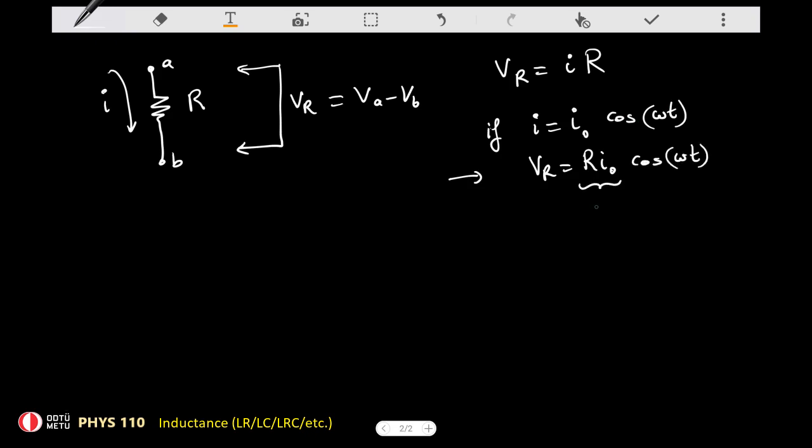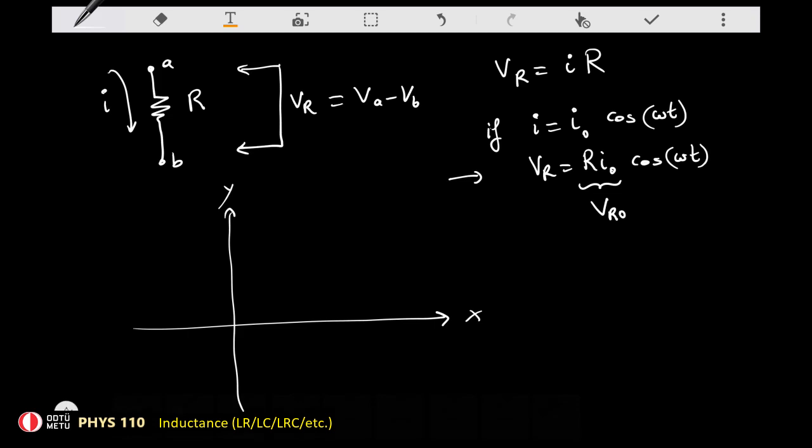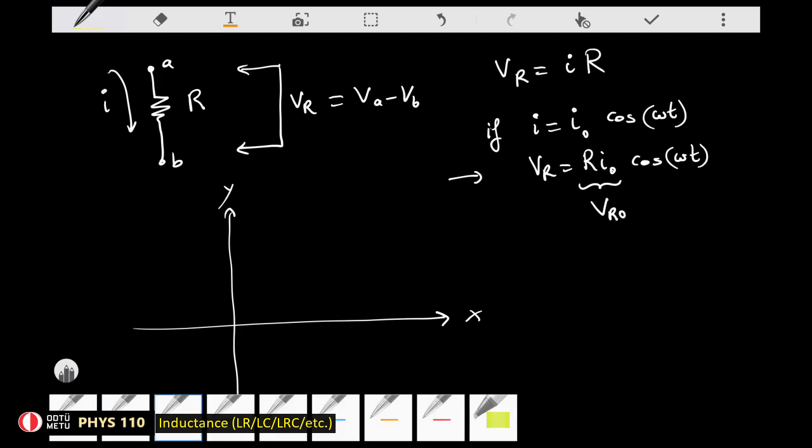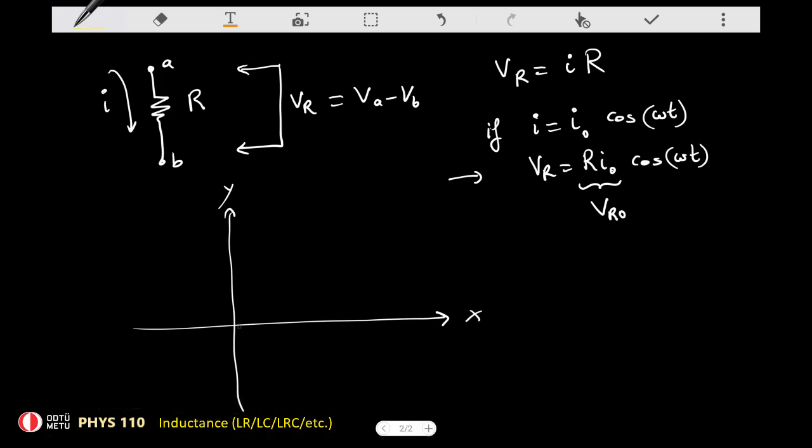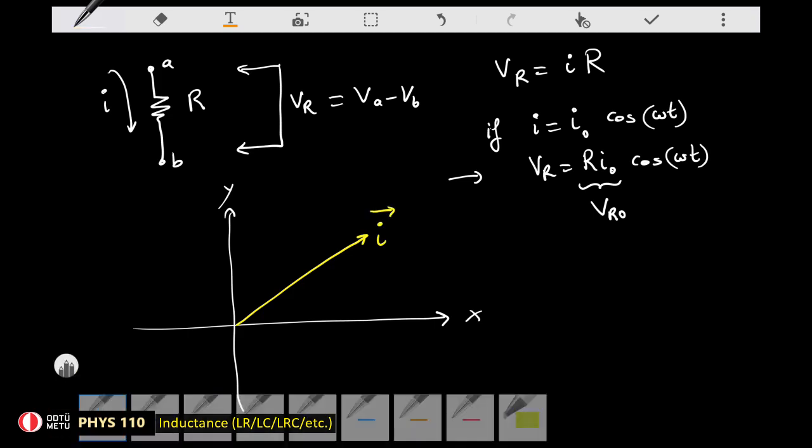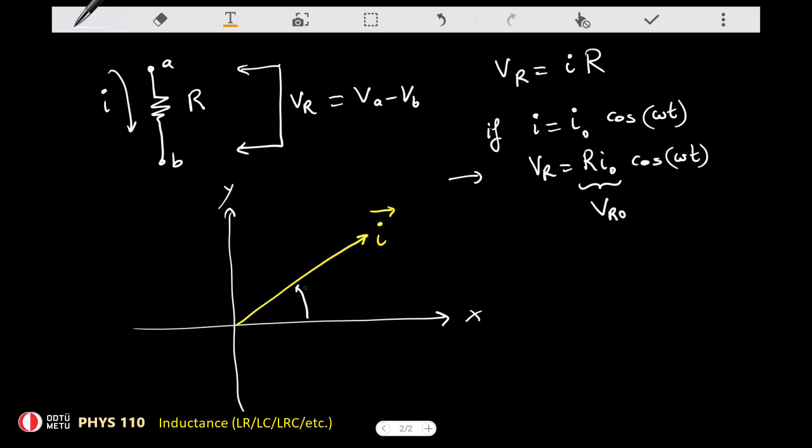Therefore, from here, we just read this to be the amplitude of the resistor, and you can also read the phase angle over there. So if we draw the phasor diagram now, this is the y-axis. I'm going to draw the current as yellow. This is the current as a vector on the phasor diagram. So this has an angle of omega times t.